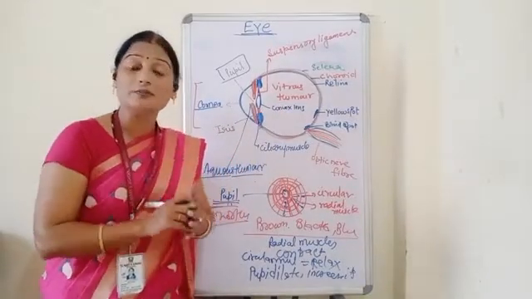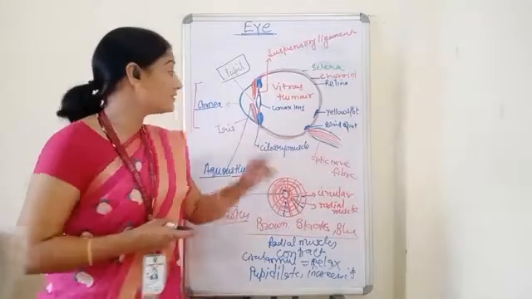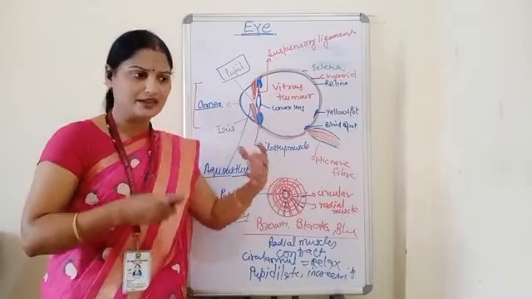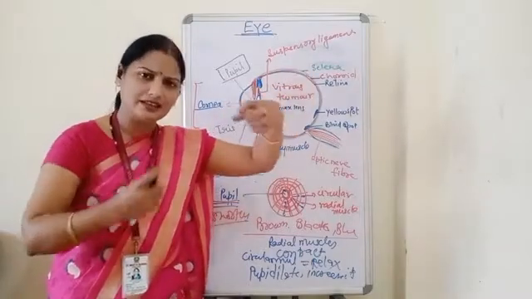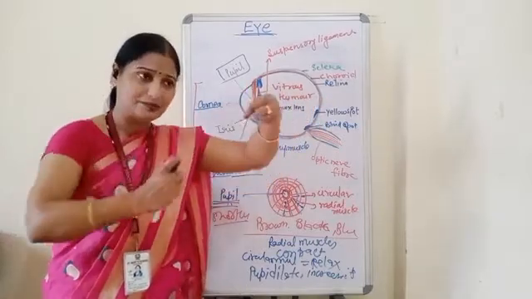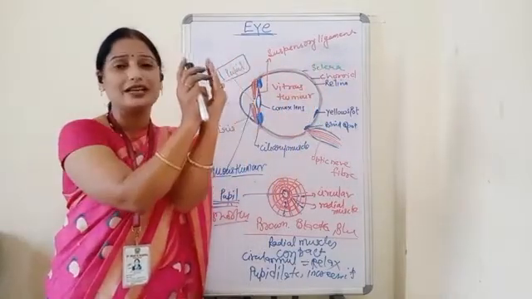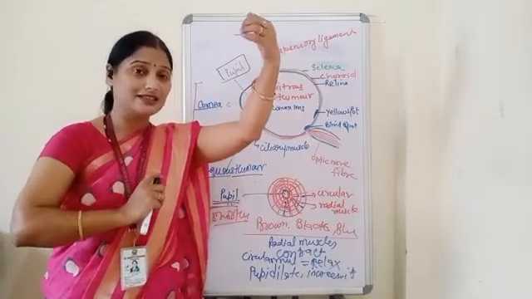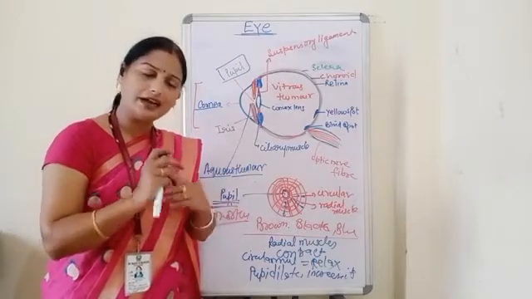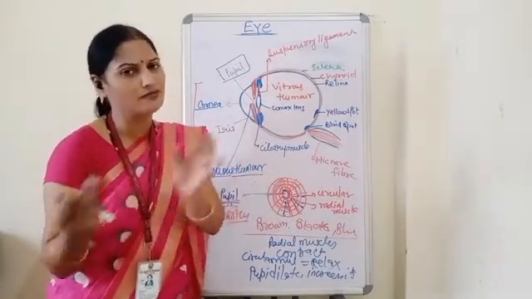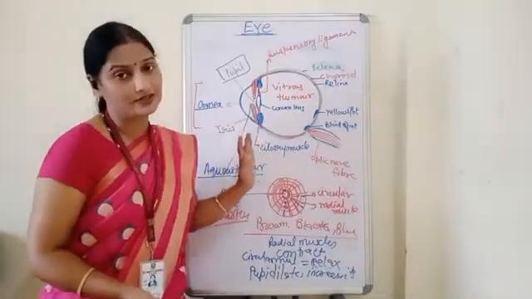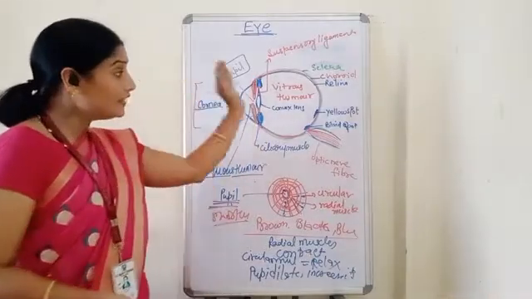So how does the shape of the lens change? It changes because of the presence of the suspensory ligament as well as the ciliary muscles. When the ciliary muscles contract or relax, they will stretch your suspensory ligament, and if the suspensory ligament is stretched, then the lens will become thin, and when the suspensory ligament loosens, then your lens will become thick, and the exact amount of light and images will be formed through this lens, the suspensory ligament and ciliary muscles. Clear?